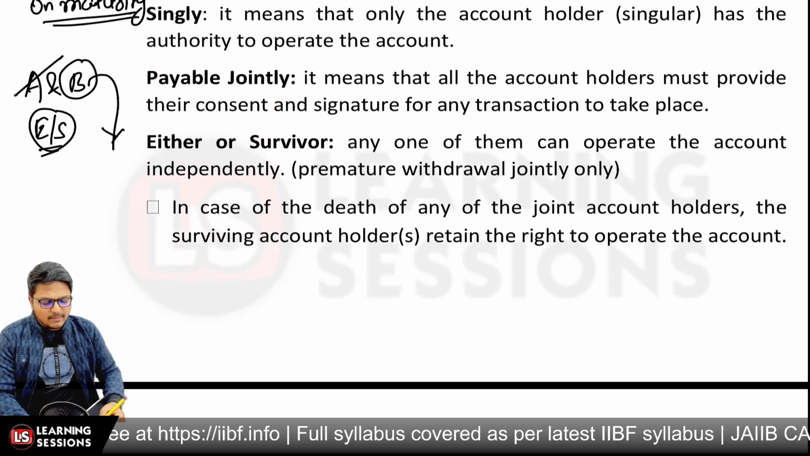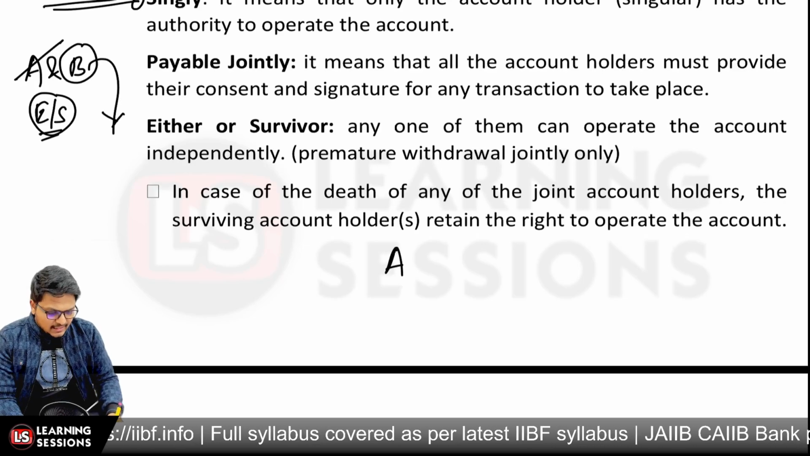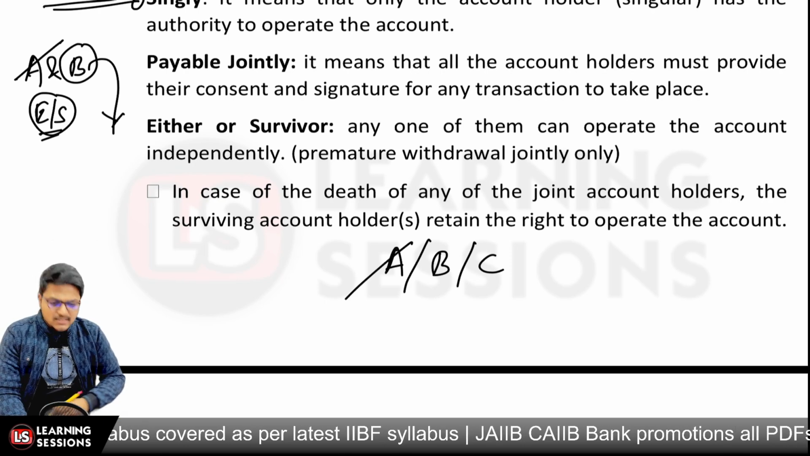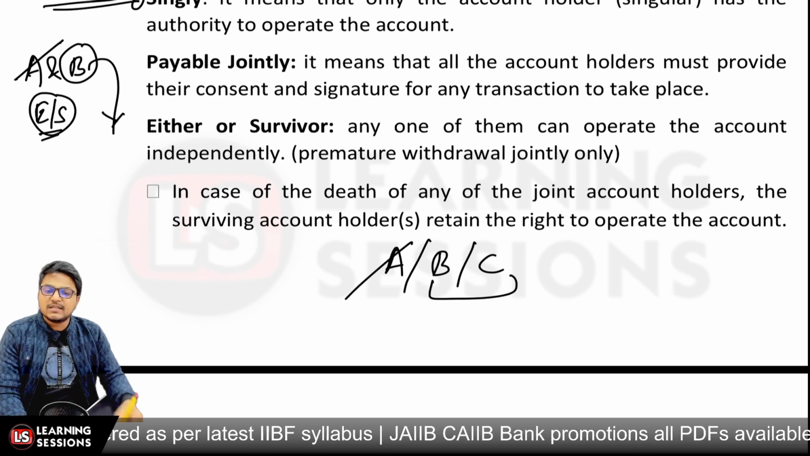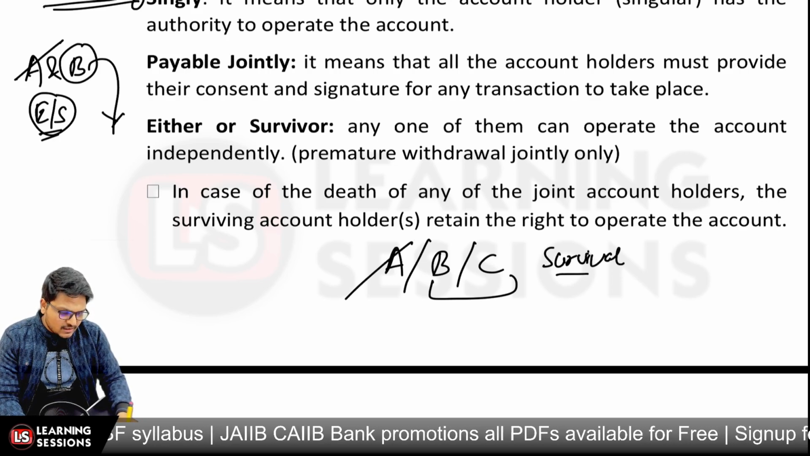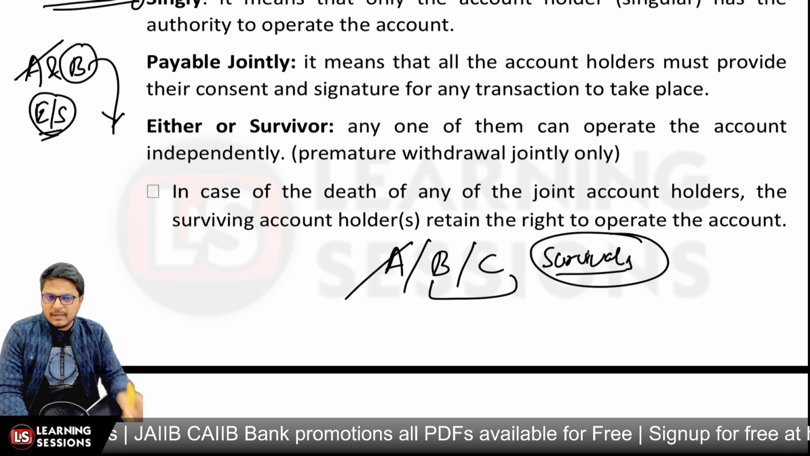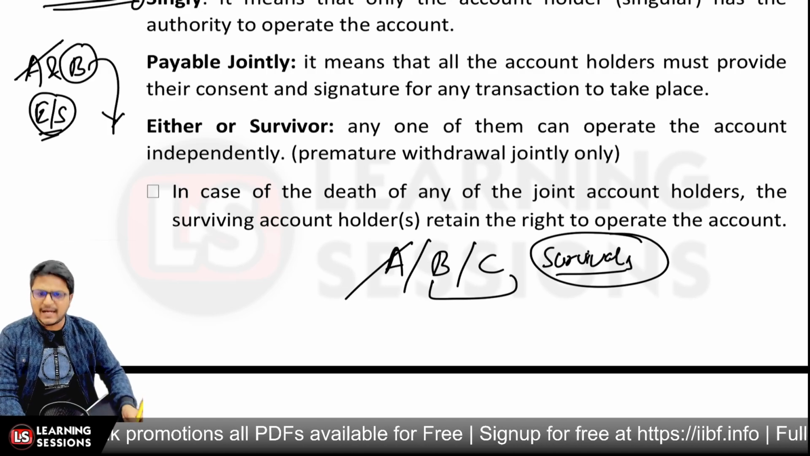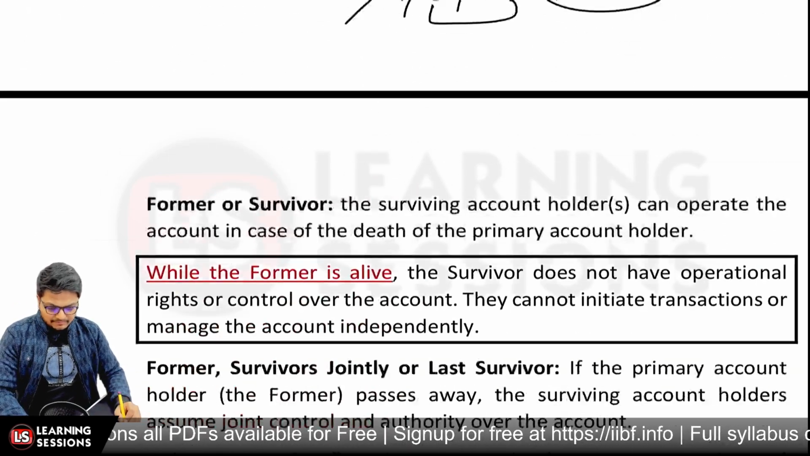And let's say there were multiple parties, A, B, C, and let's say person A was deceased. Now B and C, the survivors, can operate the account at their will. But in that scenario, the premature withdrawal is to be made jointly. But on maturity, either of them can operate the account, right?